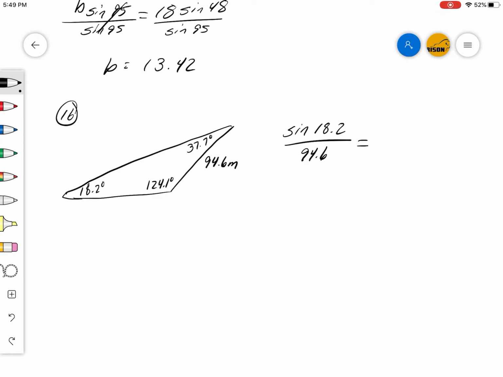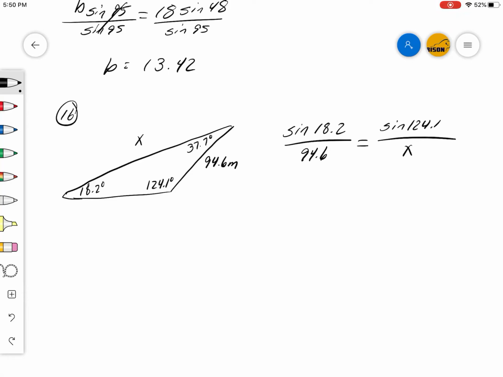Do I want to go for the one opposite 124.1 first, or do I want to go for the one opposite 37.7? 124.1 was already given to me, so I think I'm going to do it. So I'm going to say sine of 124.1 all over, I'm just going to call that side X. Again, we don't need these A's, B's, and C's. A lot of people get confused by them. So just understand that it's the sine of the angle over the side that it's across from.